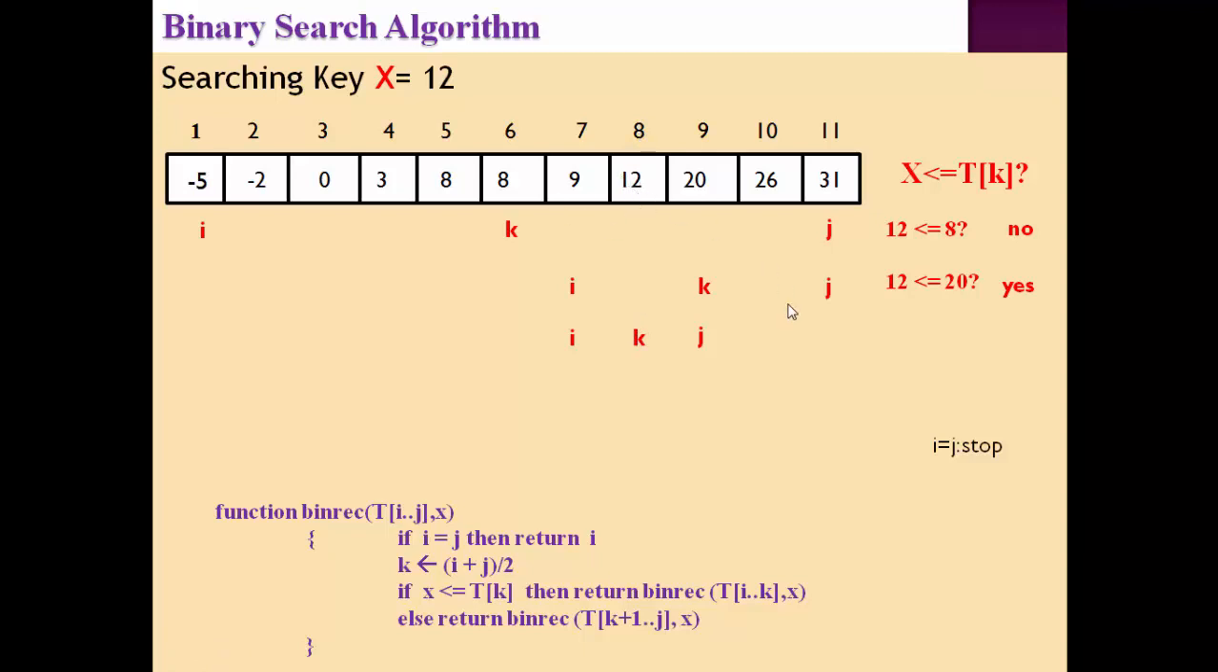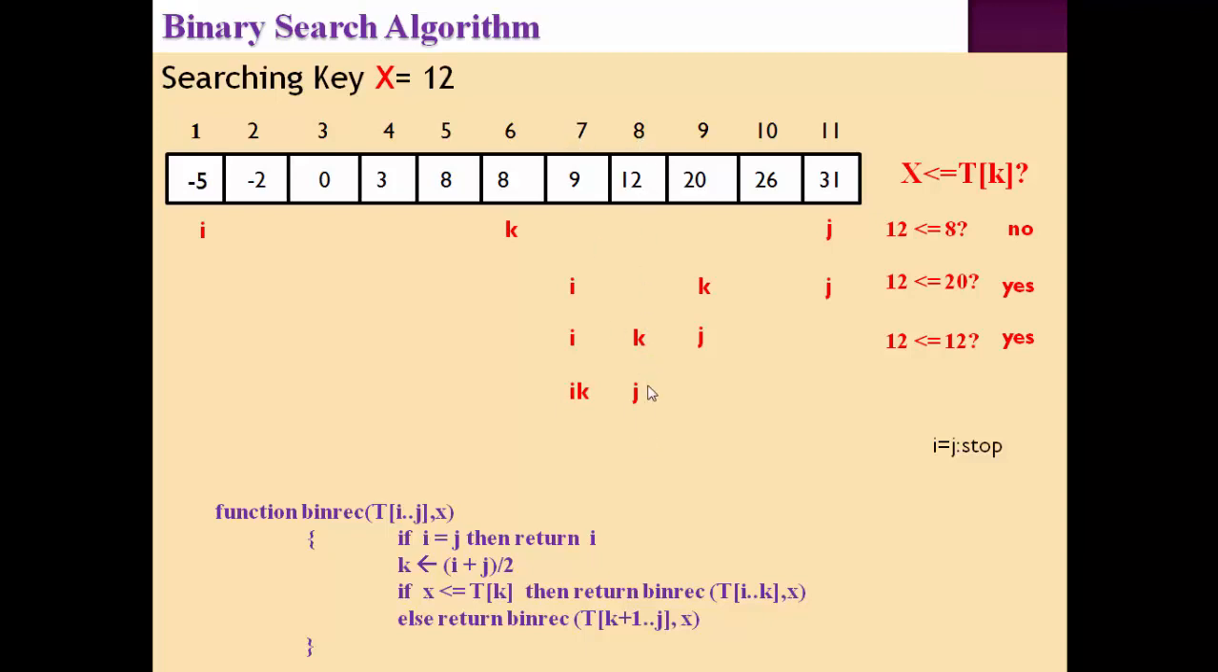Now again we have to compare: is 12 less than or equal to 12 or not? 12 is the searching element and our middle element is 12. 12 is less than or equal to 12. Yes, this condition is true. It means that our element will be available in our left part. So whenever it is in the left part, i will be as it is and the value of j will be k. So i is 7 and j is equal to 8.